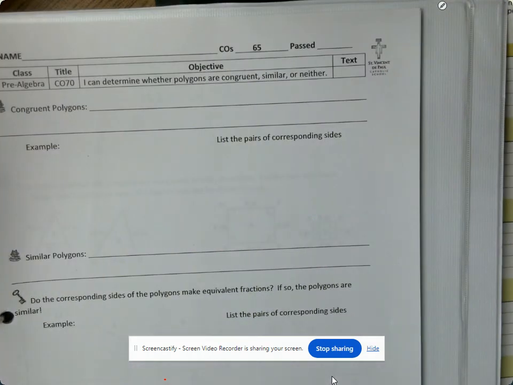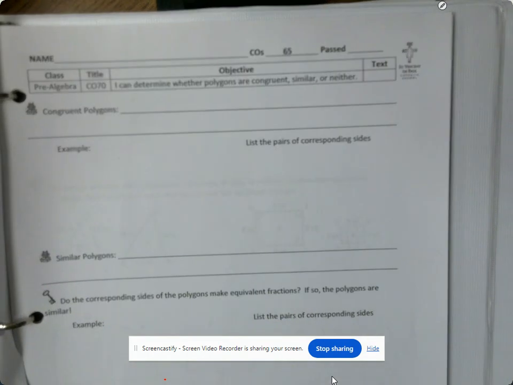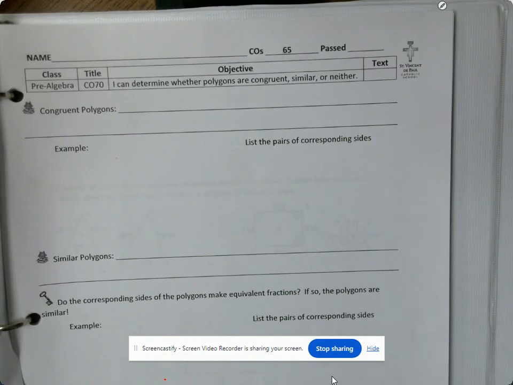Good morning. Today we are doing our last unit of our test, the last objective of our unit, which means we will be testing next week. Practice test Tuesday. Real test will be on Wednesday. Let's look at this last objective. I can determine whether polygons are congruent, similar, or neither.